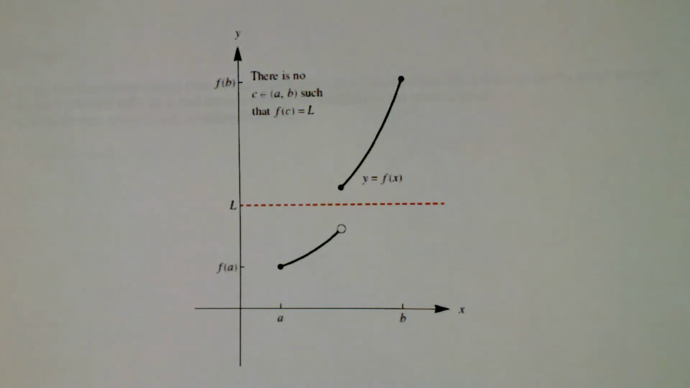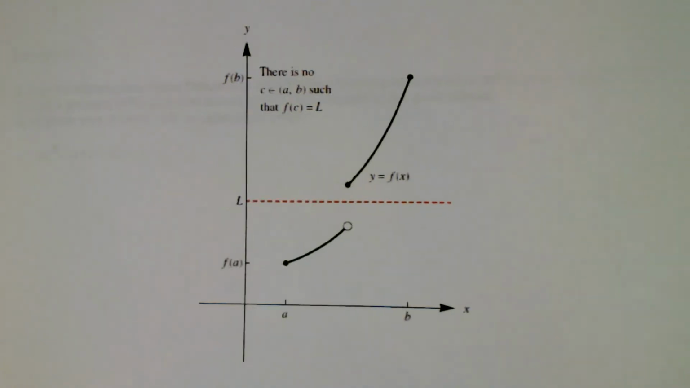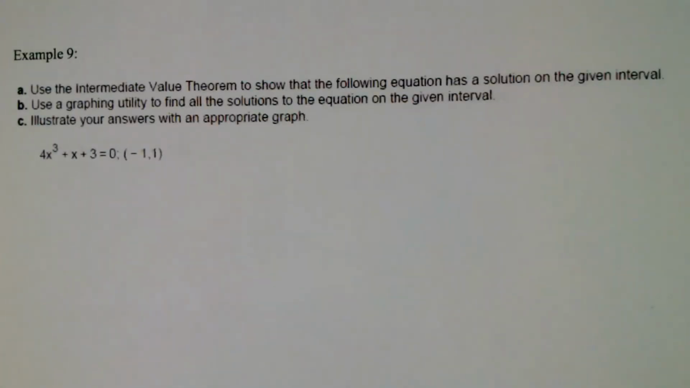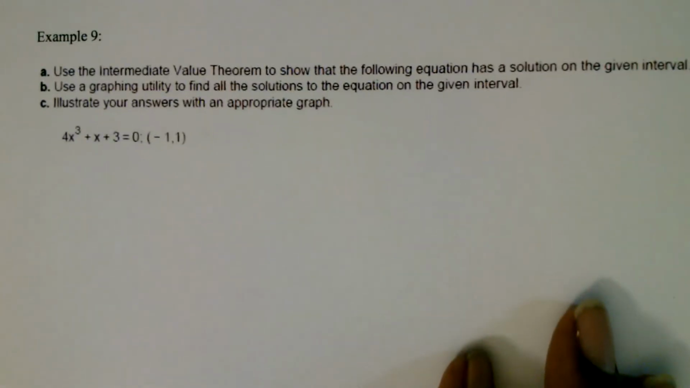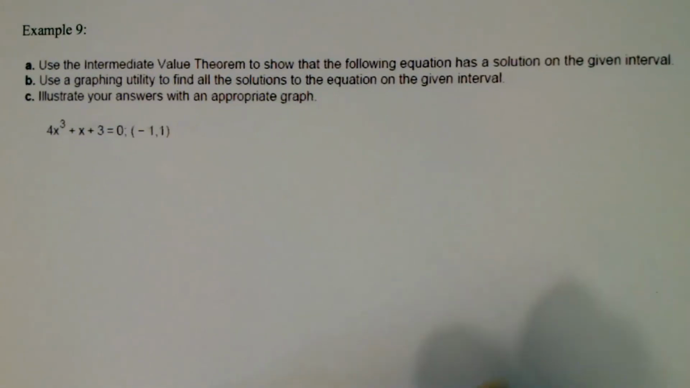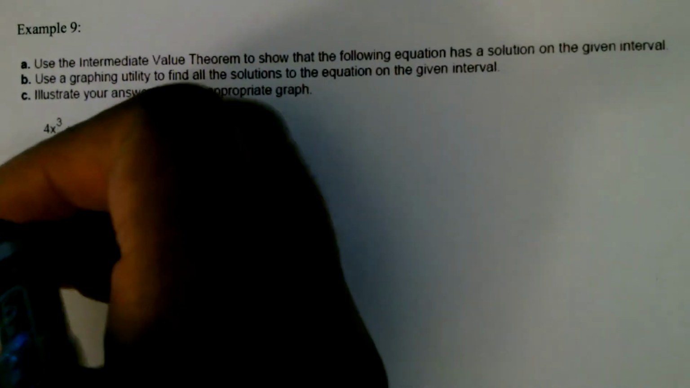All right, so these last two examples in this video deal with the use of the intermediate value theorem. As you can see here in example 9, let's say I want to use the intermediate value theorem to show that the following equation has a solution on the given interval. And then part B, use a graphing utility to find all solutions to the equation on the given interval and illustrate your answers with an appropriate graph. Okay, let's start with part A.